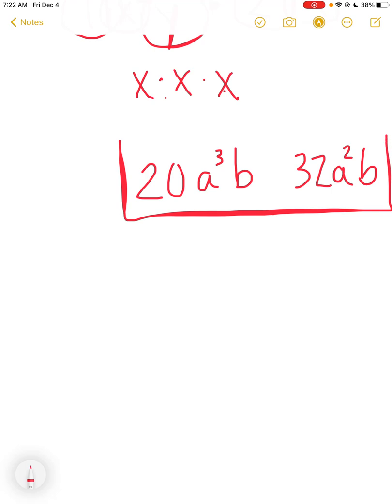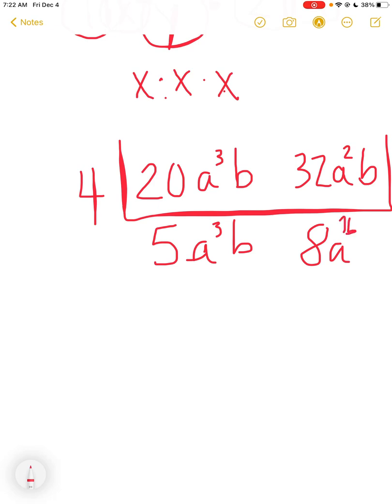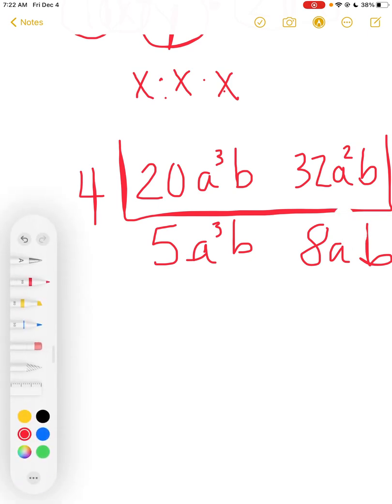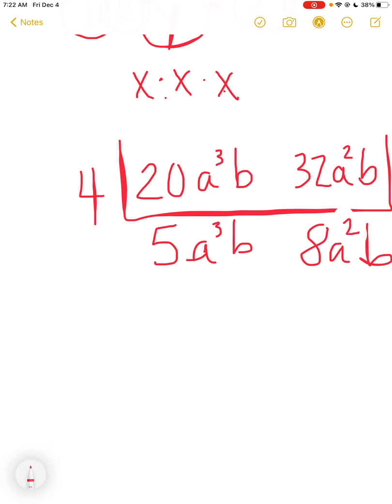Start by focusing on your numbers, 20 and 32. I could divide them both by 4. That gives me 5. The letters or variables stay the same. And 8. Letters and variables stay the same. It's supposed to be a 2. It looked like a B. Let me erase that. All right, you guys. 5 and 8, I can't go any further with those numbers.